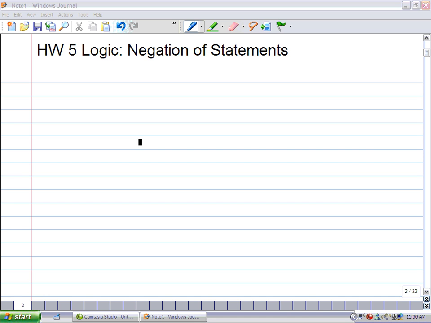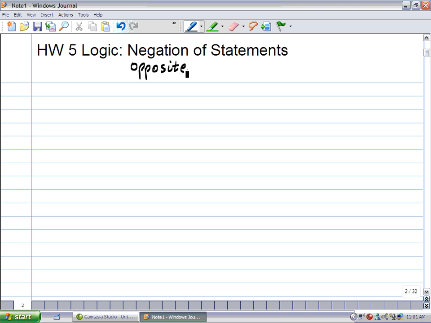The first segment, homework 5, which is about logic. We'll look at some logical statements, the symbols for them, how we can connect them, what equivalent statements are, and how to use them in arguments. For this one, we're just going to start with the negation of a statement, which is the same thing as saying the opposite of a statement.